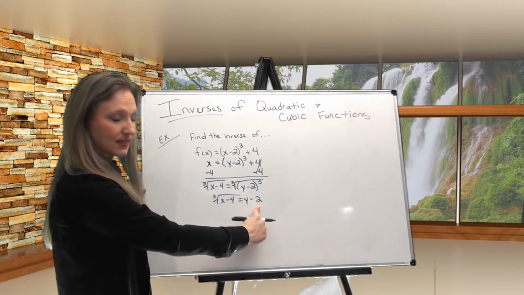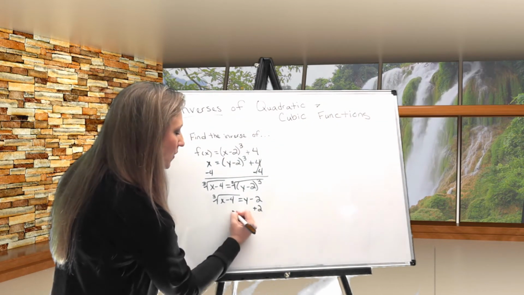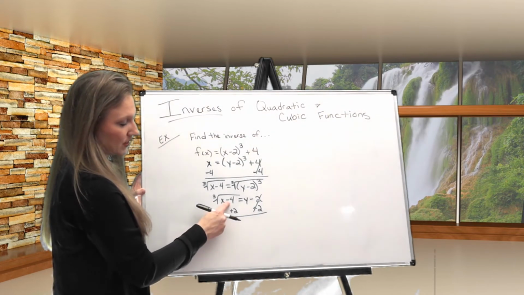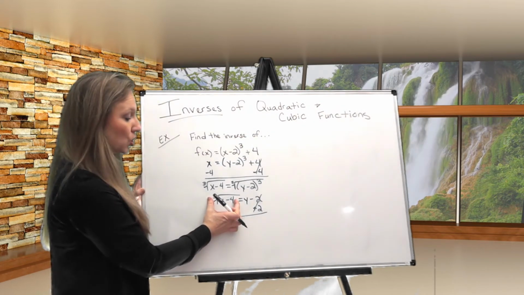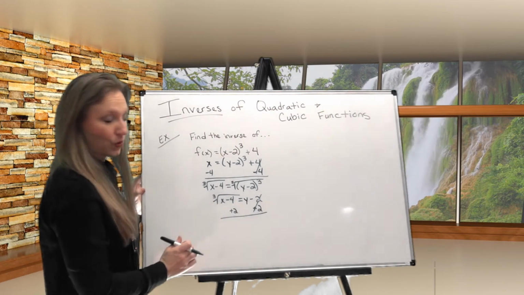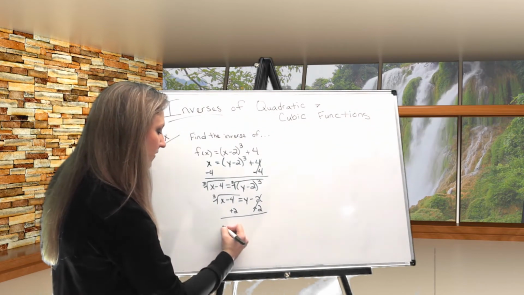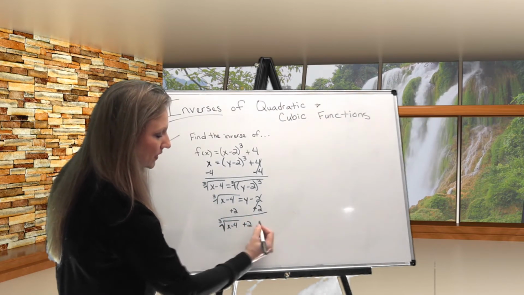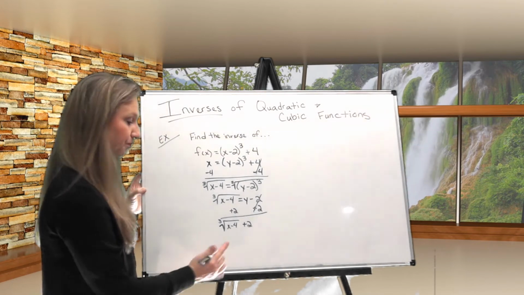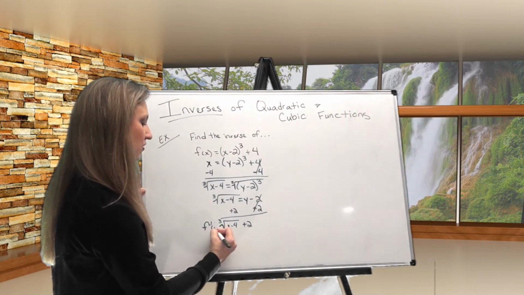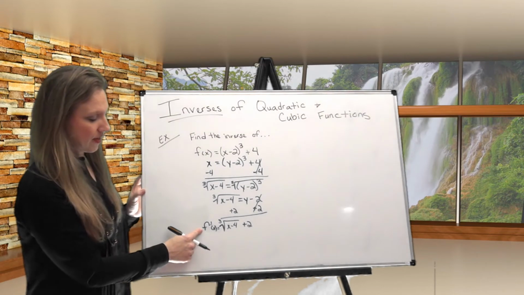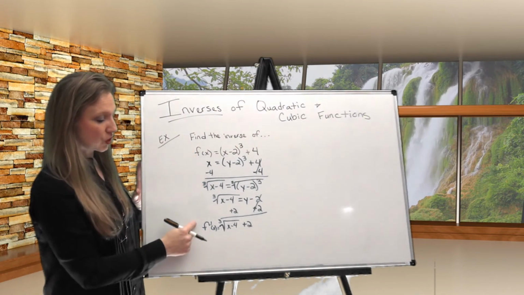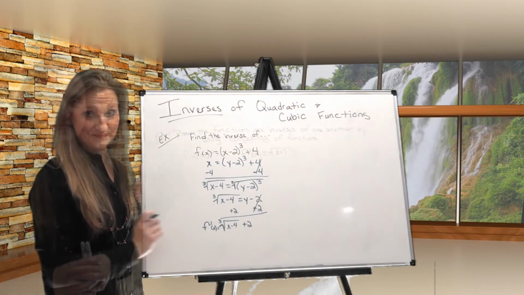Last thing I need to get rid of is this minus 2, so I'm going to add 2. Be careful, I cannot add this 2 to this minus 4. It is underneath this cube root. A lot of students try to add these together, but I cannot do that. All I'm going to have to do is bring down the cube root of x minus 4. The plus 2 is outside of the radical. And I'm going to finish off by writing it with the f of negative 1 because that's indicating that I found the inverse of this function.